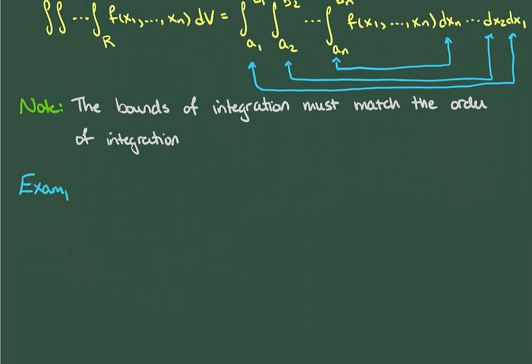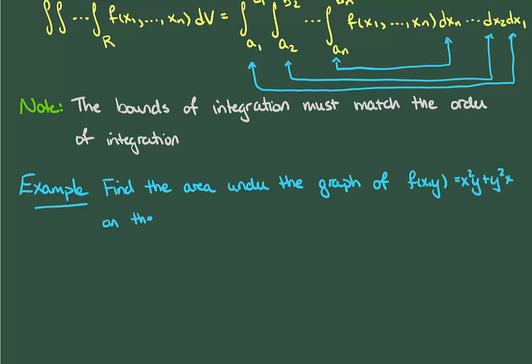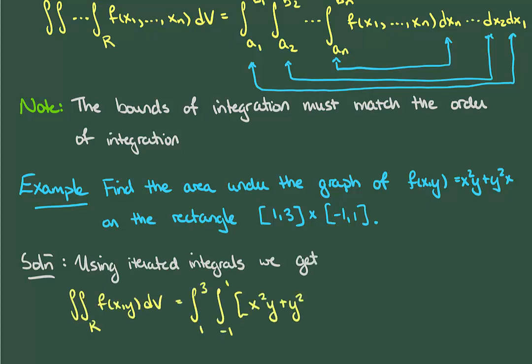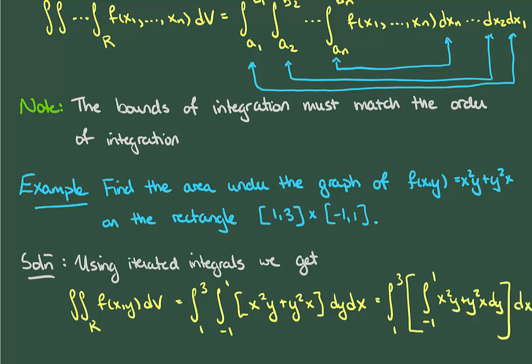Let's put this to work with an example and find the area under the graph of x squared y plus y x squared on the interval [1, 3] cross [-1, 1]. Setting this up as an iterated integral, we get the following, which consists of two integrals, one over the interval [1, 3], and the other over the interval [-1, 1]. Or, if it helps you to see what's happening, we could instead write it like this.